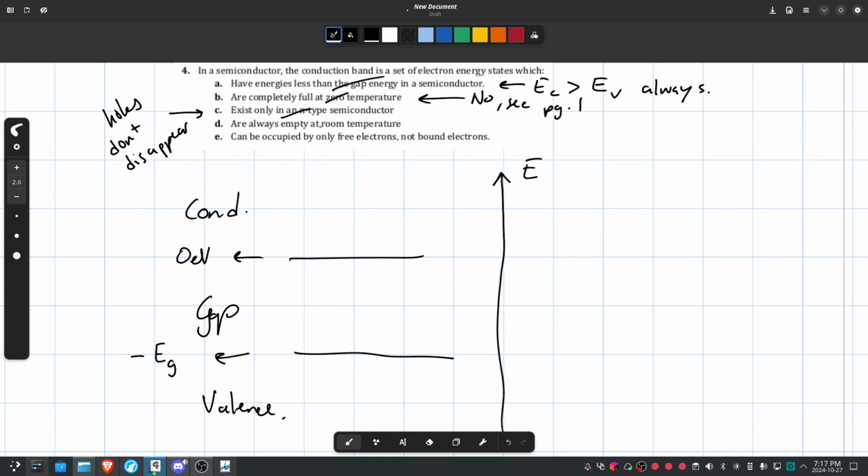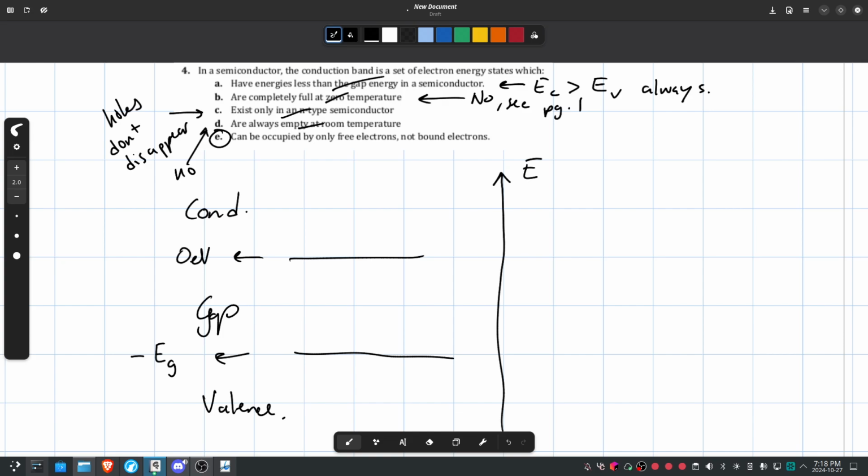Option D: are always empty at room temperature. This is just no. We know that for an N-type semiconductor to work, it conducts in the conduction band. We went over that earlier. Therefore, it needs to exist. There needs to be electrons in there. Option E: can be occupied only by free electrons, not bound electrons. This one is true.